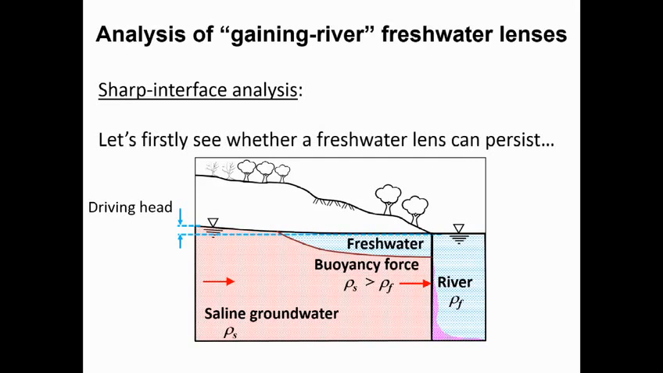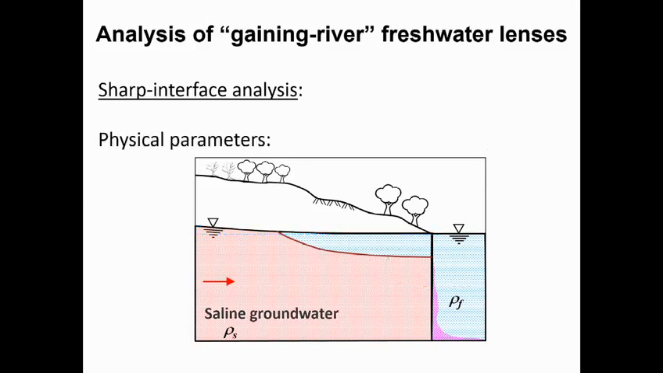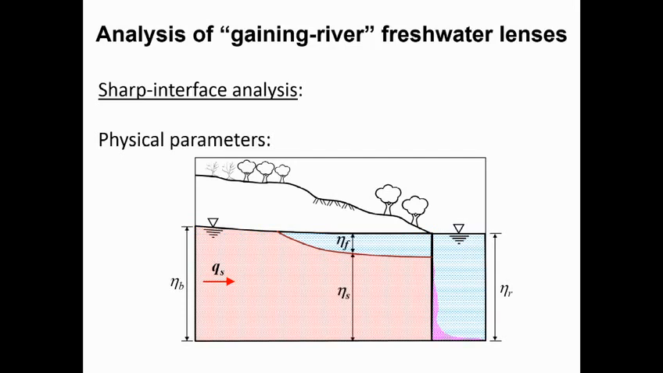So we'll put the freshwater lens there and we'll make it a stagnant one. Darcy's law says that if that freshwater lens is not moving at all, then the water table should be horizontal. So what are the physical parameters? You have a flow of salt water towards the river, because we said it's gaining. There's a thickness of the river, a thickness of the lens, and the thickness of salt water under it.